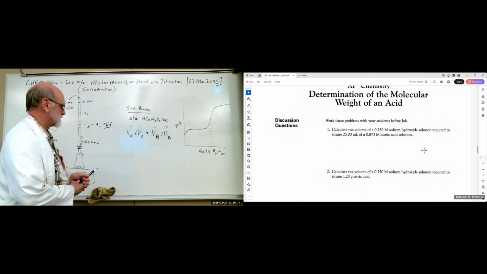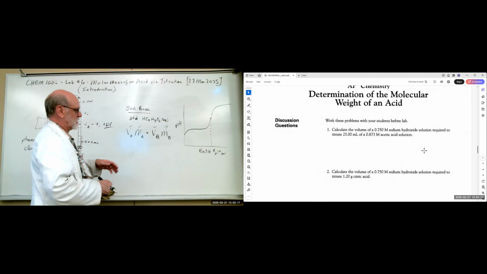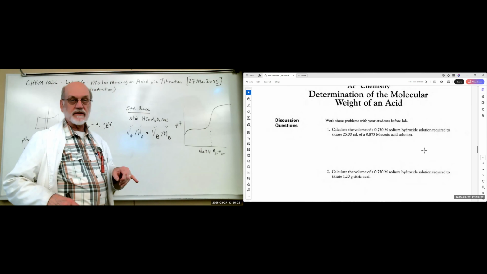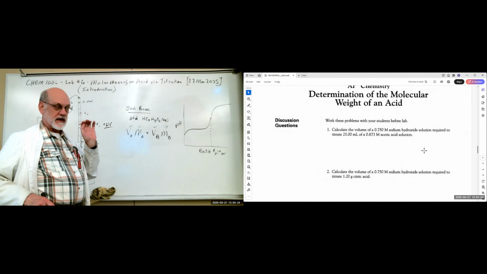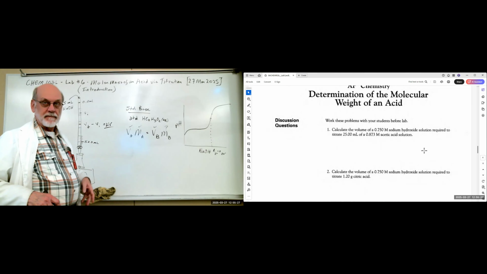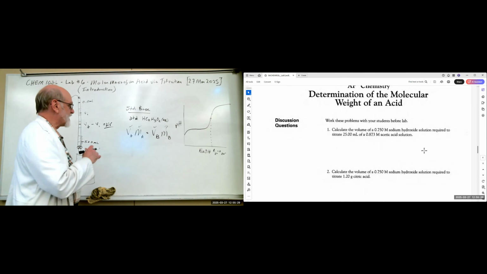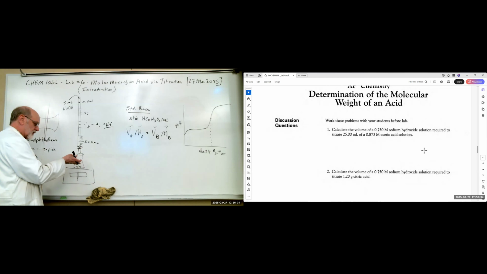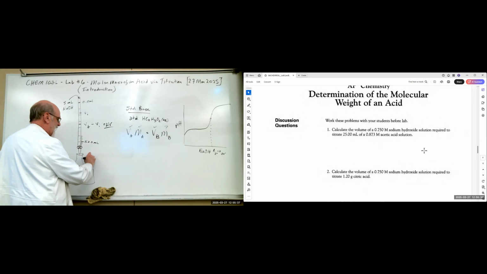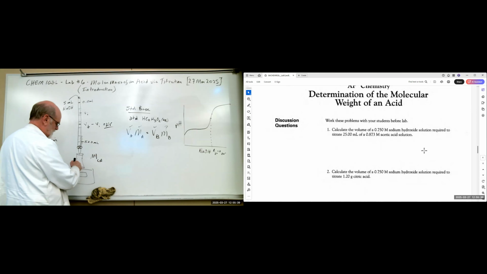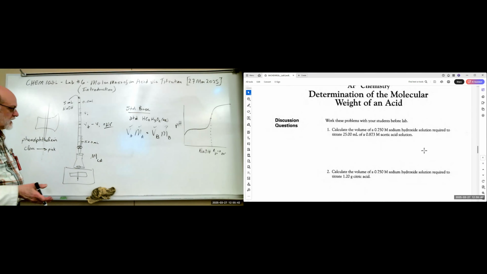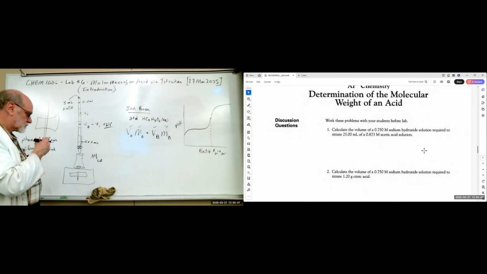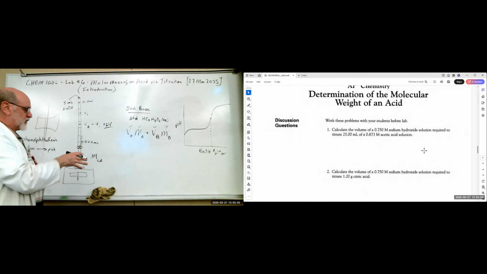Once you've got that volume determined for the base, you can calculate the molarity of the base. We're going to do that 3 times, get 3 values for the base, and average them. That's the one we're going to use for subsequent calculations. After that, we're going to put a mass of citric acid in here, add some water to dissolve it, and titrate that again with the same indicator. And do that 3 times.